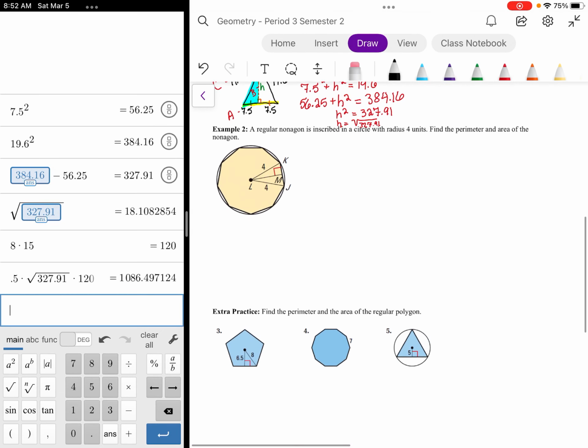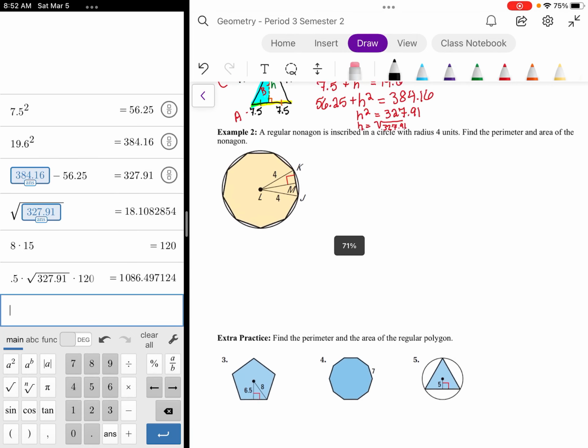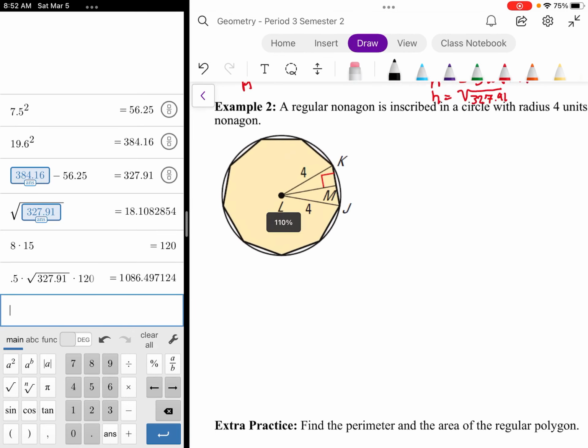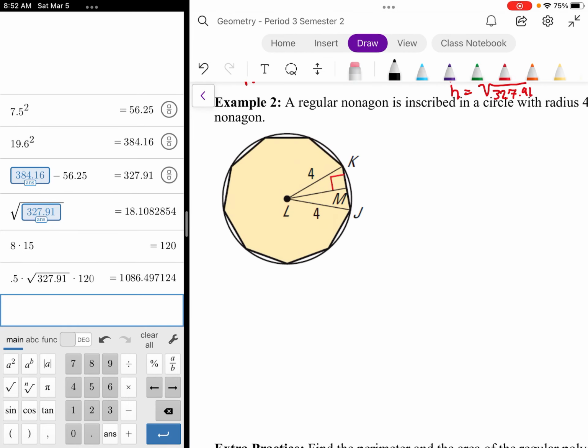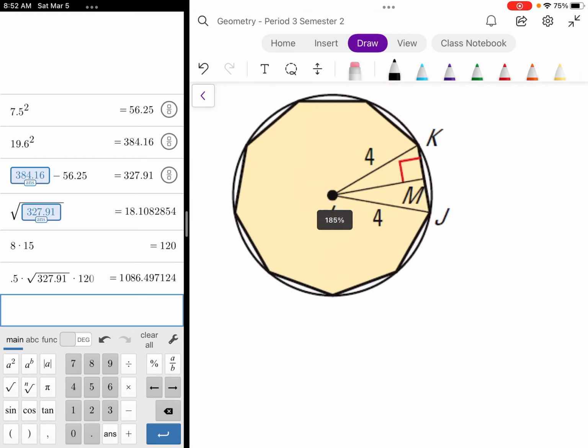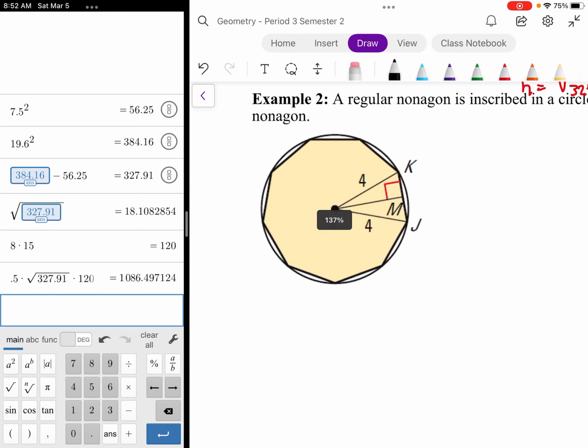All right, let's move on to example 2. A regular nonagon is inscribed in a circle with a radius of 4 units. Find the perimeter and area of the nonagon. All right, so we know that the radius is 4 inches, but they didn't give us any other side lengths.